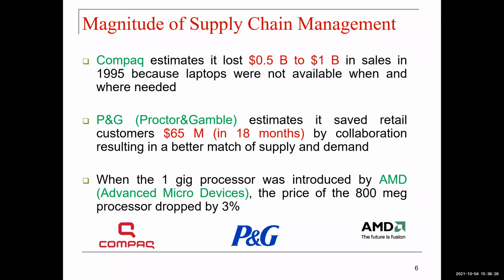Procter & Gamble estimated it saved retail customers $65 million in 18 months through collaboration, resulting in a better match of supply and demand. And when a 1 gig processor was introduced by AMD, the price of the 800 meg processor dropped by 3%. So all those things impact the way you deal with your customer in terms of supply chain management.